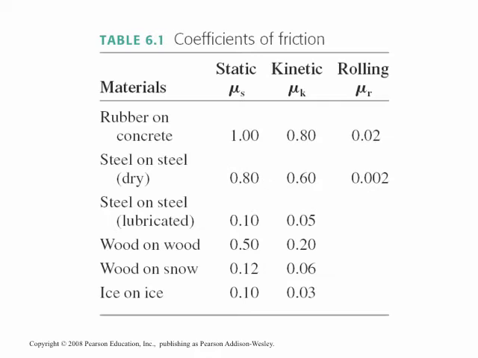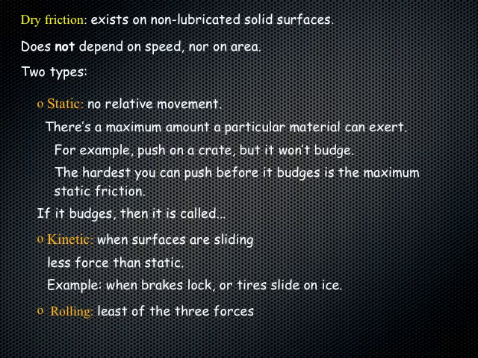It depends what the objects are. Rubber on concrete is a large value of static friction in comparison to smoother things such as wood on snow and ice on ice. These are examples of dry friction, where objects aren't lubricated, with solid surfaces interacting. The two types are static and kinetic.